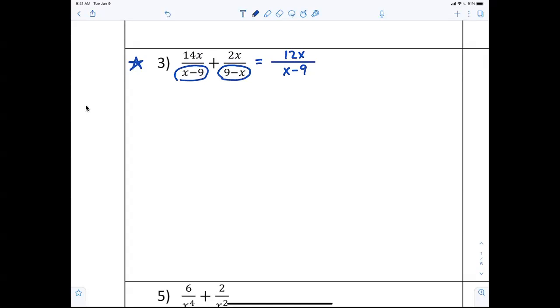So 9 minus x is the same as, and if you're not seeing it, write -1 times x minus 9. So now this -1 can be transferred, instead of at the bottom, transfer it to the what? Transfer it to the top. And so that's why we have 12x over x minus 9. Anybody have any issues with that?